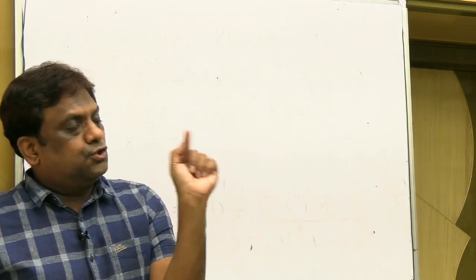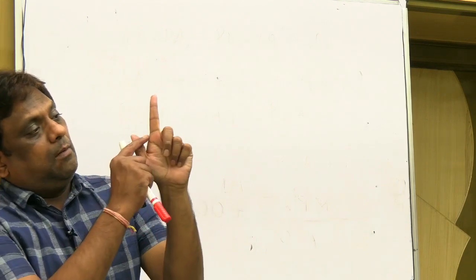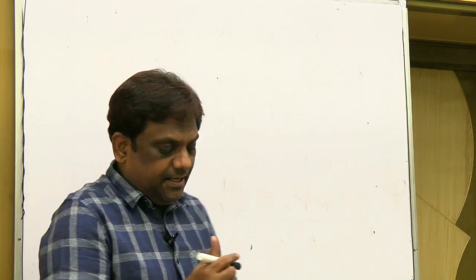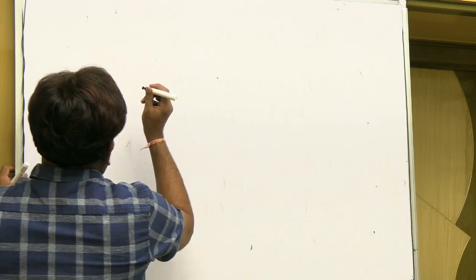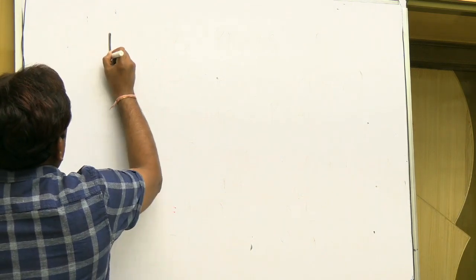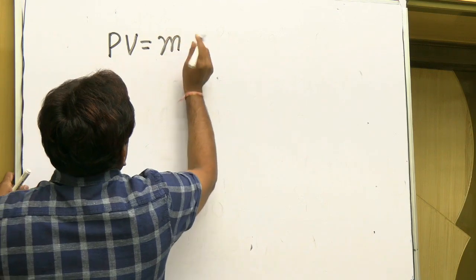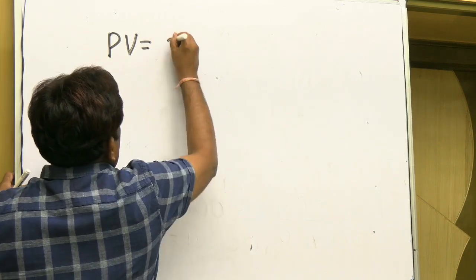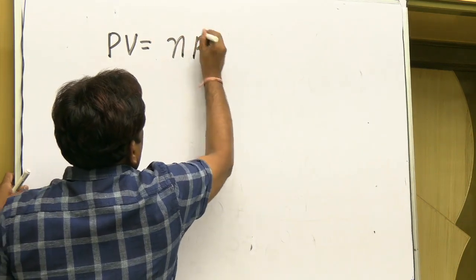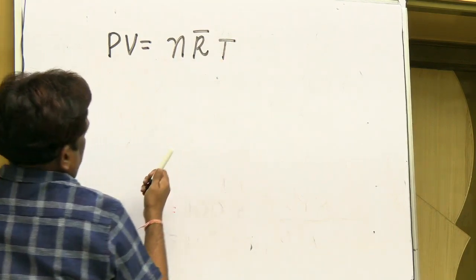Means around 1 inch is 2.5 centimeter. So that is around 20 centimeter. Okay. So therefore, observe here. You know that PV is equal to m, or here moles are given, so I will write it as N R bar T. When moles are given, no problem.